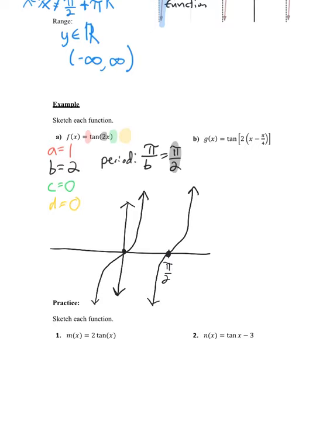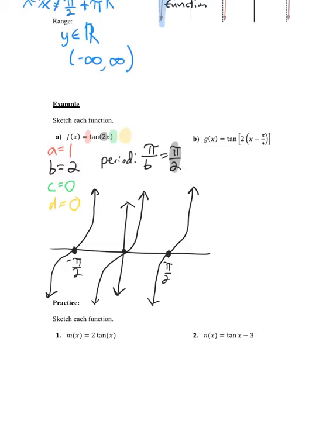If I went out here to negative pi over 2, there'd be another dot right there, and we're going to see this exact same graph. Okay, and then there's going to be asymptotes. How far apart are the asymptotes going to be? They're going to be 1 period apart. They're always going to be pi over 2 units apart as well.